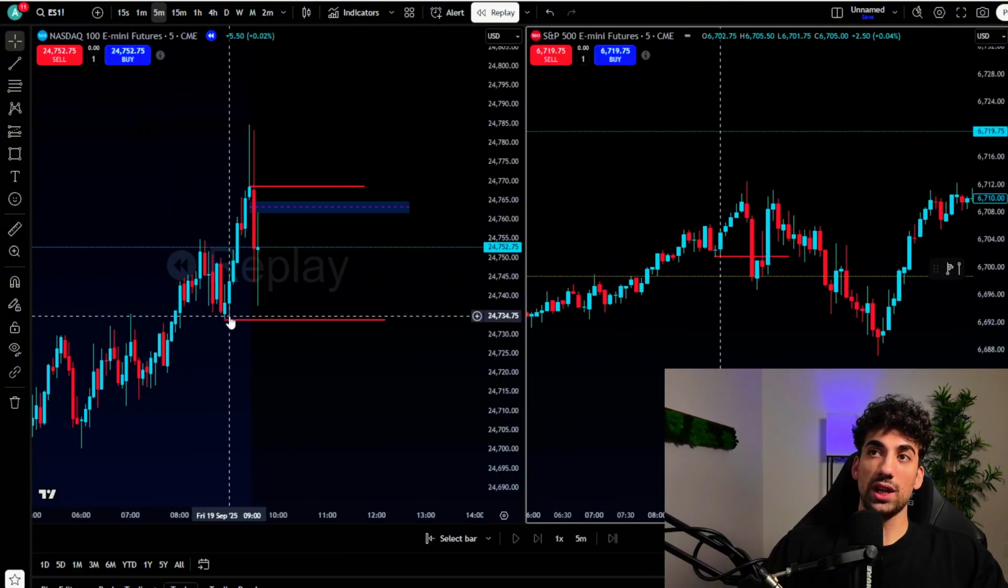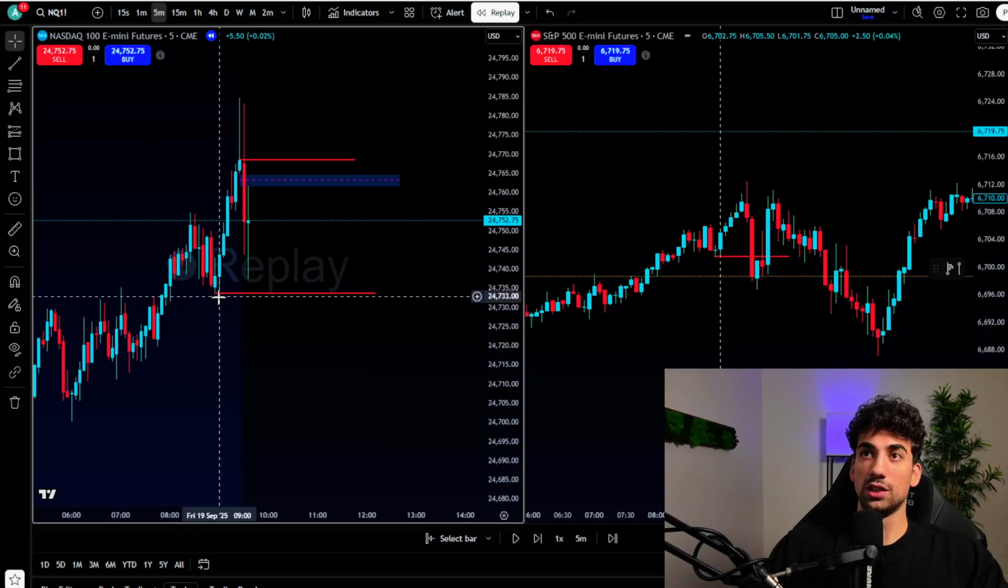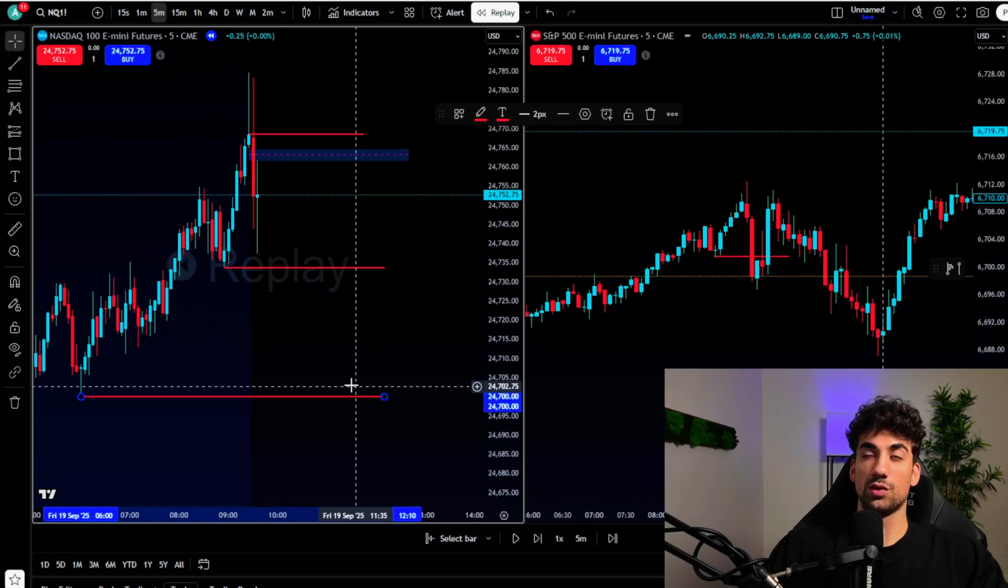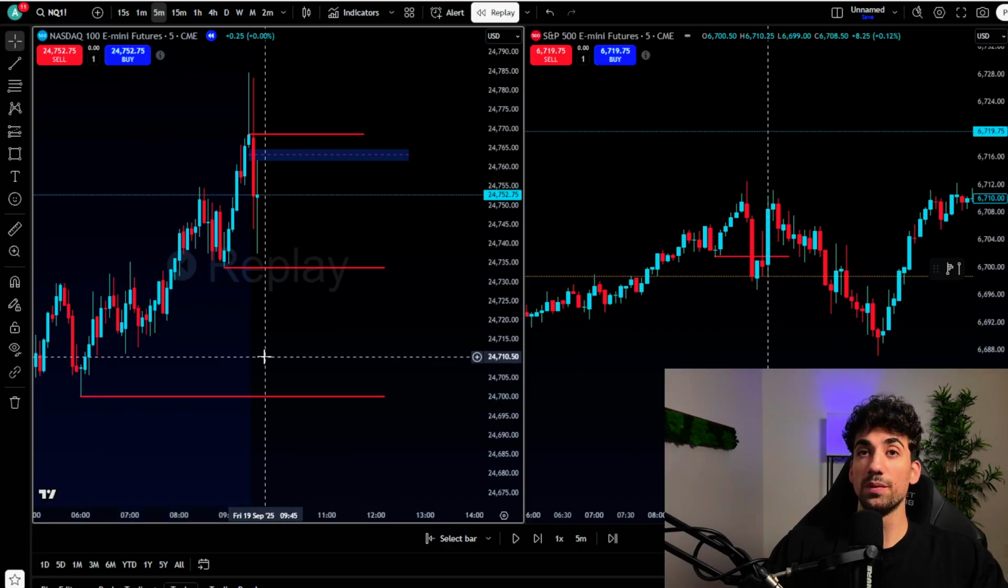Now all I'm waiting for is one of these lows to be taken out. This will be our first low, and if that were not to hold, I will mark down the low all the way down here, which will be where I'll be looking for a potential reversal next.